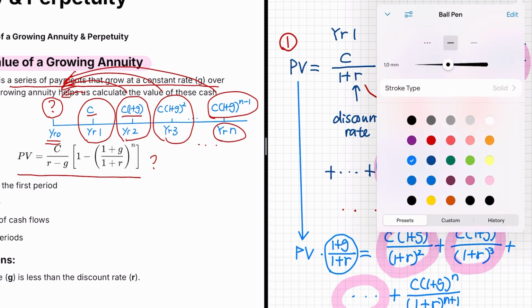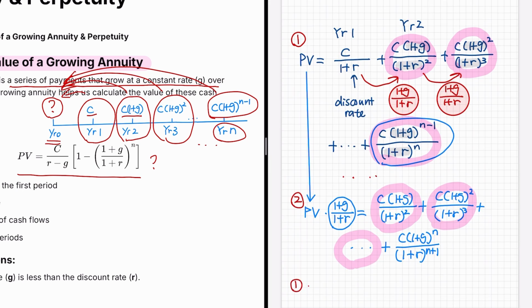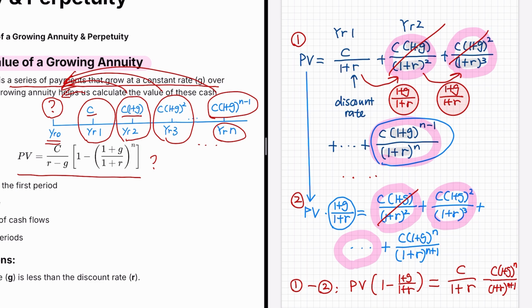So a really simple calculation we can do is that if we do first formula minus the second formula, the formula we can get is PV(1 - (1+g)/(1+r)) is equal to C/(1+r) minus C(1+g)^n/(1+r)^(n+1), as all these terms are cancelled off.